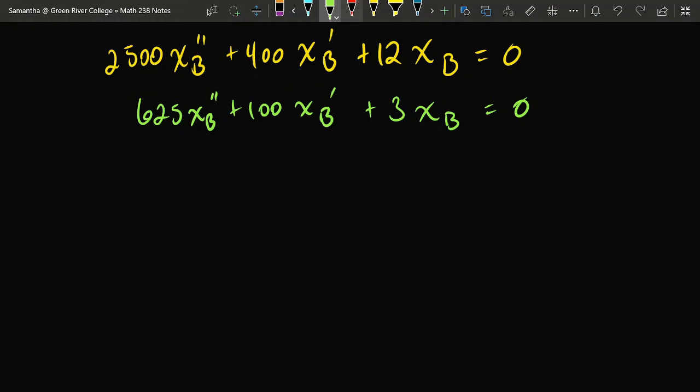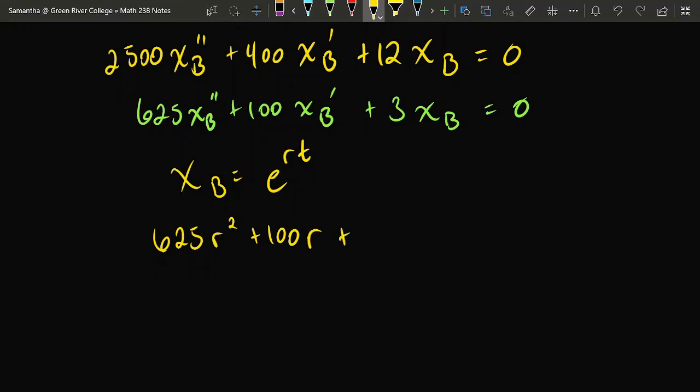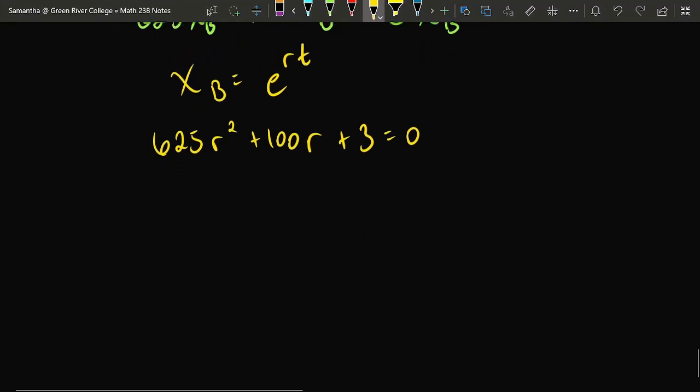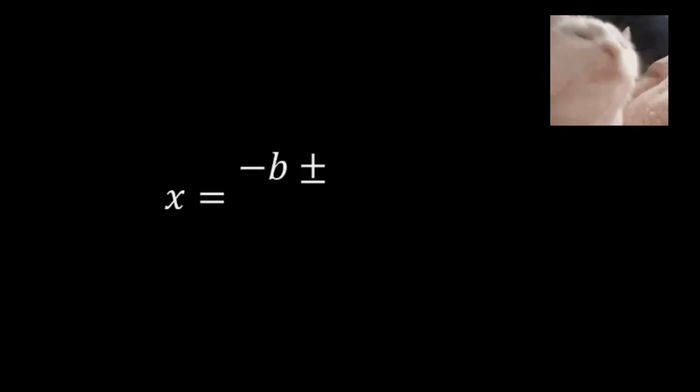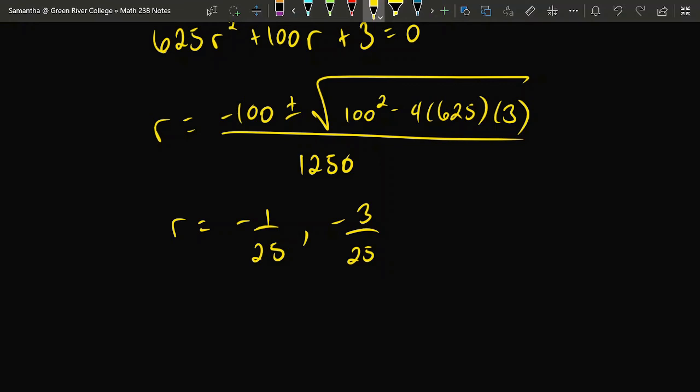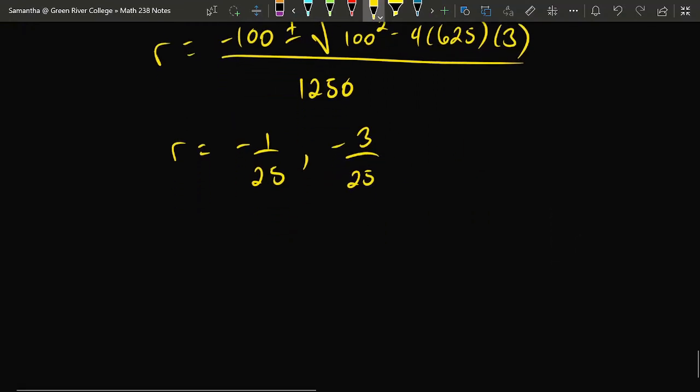So now let's go ahead and guess a solution of the form exponential, which gives us the auxiliary equation 625r squared plus 100 times r plus 3 is equal to 0. And from the quadratic formula, x is equal to negative b plus or minus the square root. Alright, the calculator reveals that the solutions are negative 1 over 25 and negative 3 over 25.